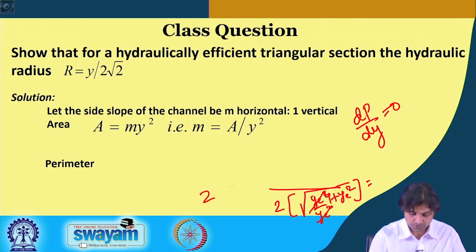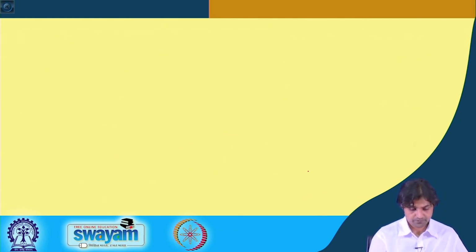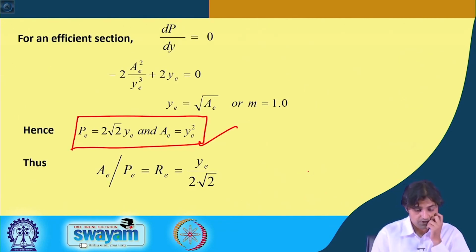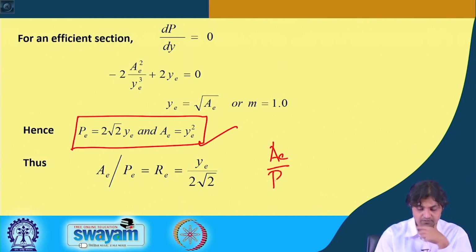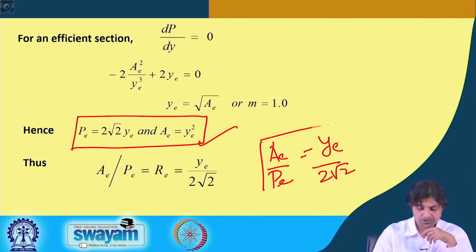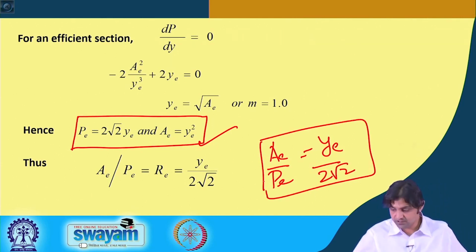So, 2 under root 2 y square, or 2 under root 2 y. Okay. So, this is what we got. So, A by P, that is the hydraulic radius, is y by 2 root 2. So, these questions are quite simple. If you follow step by step, you should be able to solve these questions very easily.